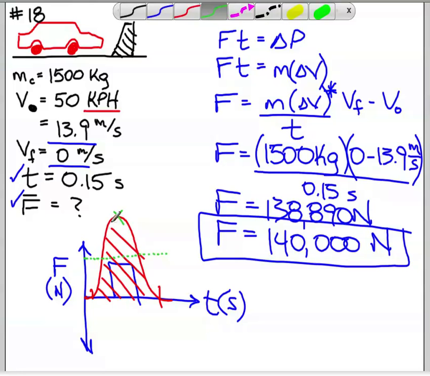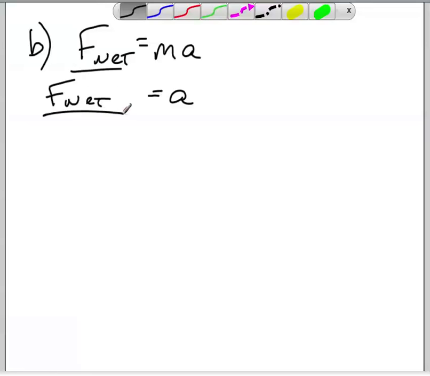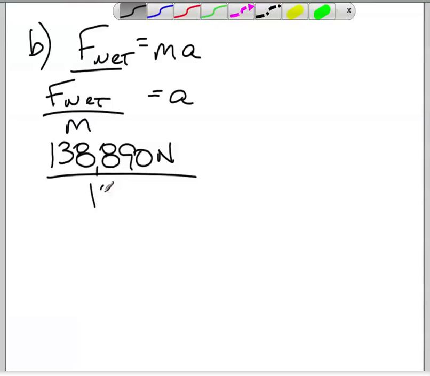Part B of the problem asks us to further solve for the acceleration experienced by the car, or potentially the driver, I suppose, during that event. Part B is quite straightforward. I'll do it on a separate sheet here. We can simply apply Newton's second law, F net equals ma, and we're solving for the acceleration of the car. We know the net force applied to the car. We've solved for that in the previous part, and now we just rearrange. So acceleration is equal to our net force divided by the mass of the car, and I'm going to use the 138,890 newton figure that I solved for before I truncated for significance, and divide by the mass of the car, 1,500 kilograms.